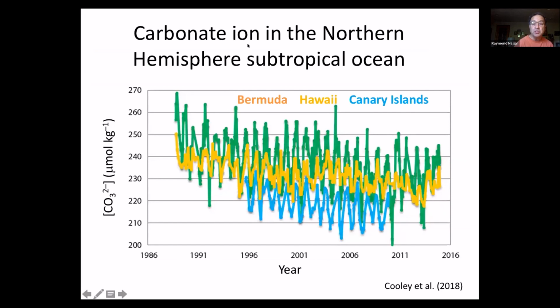Now this is the same location showing the carbonate ion concentration, right? This is the stuff that the corals, clams, all kinds of fish, they need this to make their calcium carbonate structure. And you can see this is going down everywhere. So this is the concern about ocean acidification.